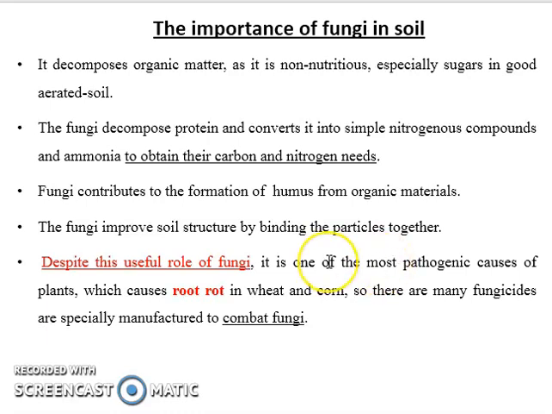Unfortunately, fungi are the most common pathogenic cause of plant disease. In humans too, fungi cause a lot of diseases. They can cause rot in wheat and corn. Many fungicides are specially manufactured to address fungal problems and diseases.